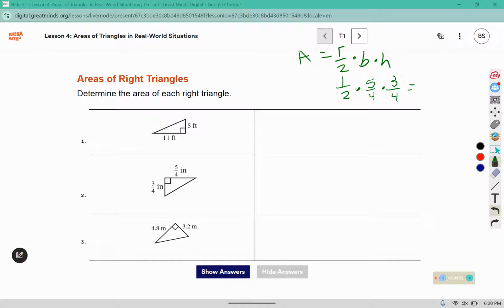1 times 5 times 3 is 15. 2 times 4 is 8. And 8 times 4 is 32. So this is 15 over 32. And remember, the units for area are squared. So this is 15 over 32 inches squared.